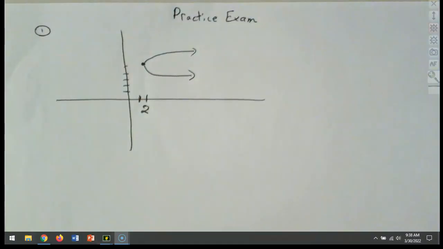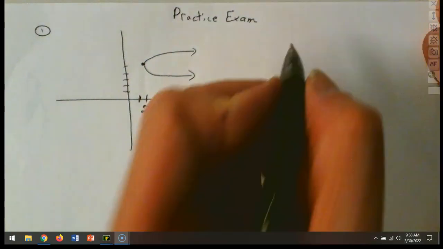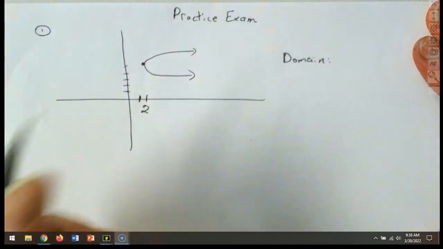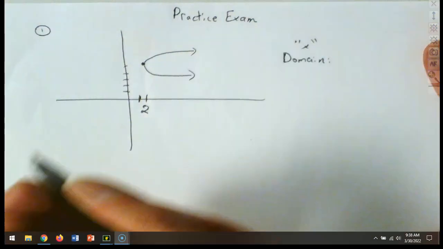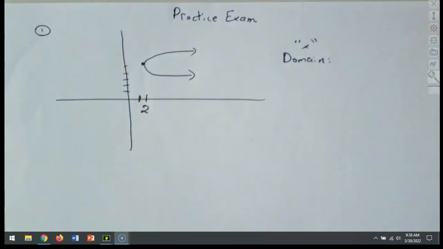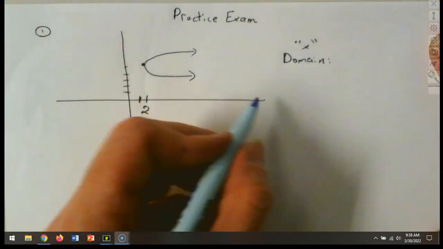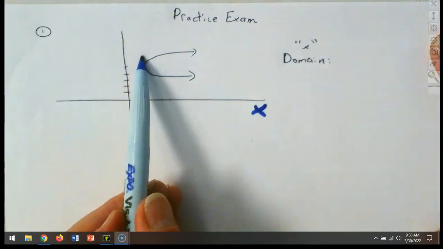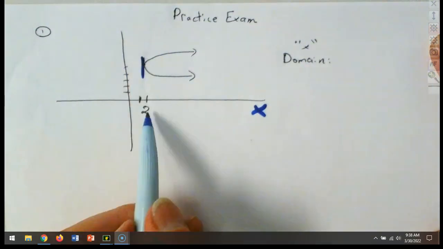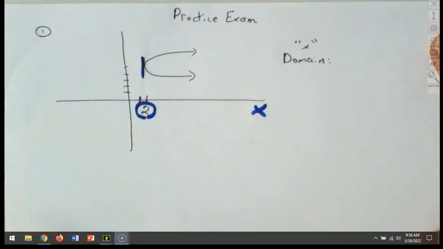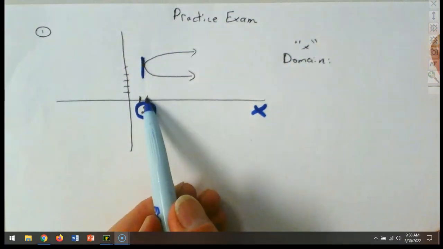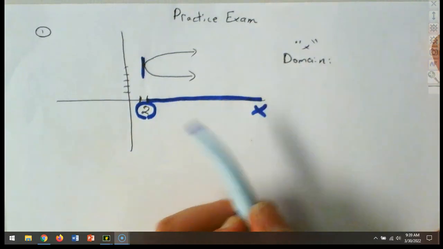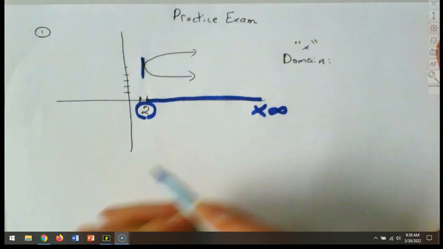Now let's think about our domain first. Domain, remember, is the values of x. Now, where is this going at on the x-axis? This is our x-axis here. And when I look at this, where is it starting at on the x-axis? On the x-axis down below, it looks like it's starting at about what? 2. Okay, and where is it going? It's going, yep, over to positive infinity.